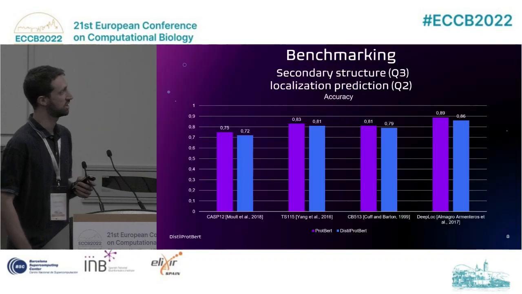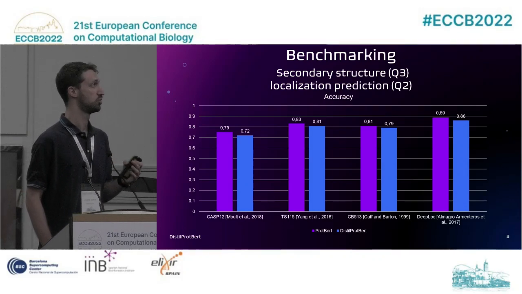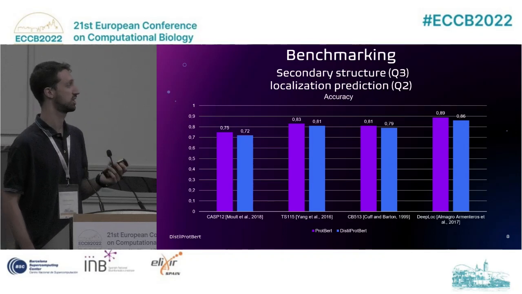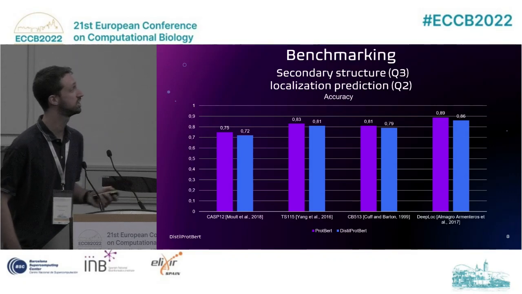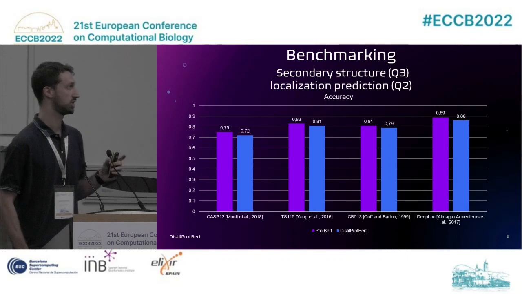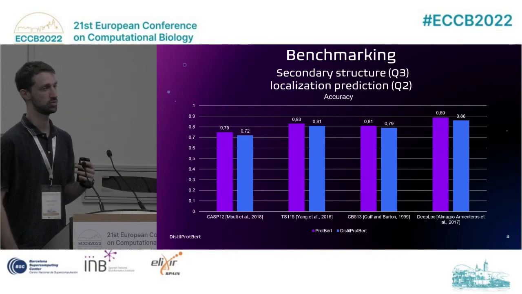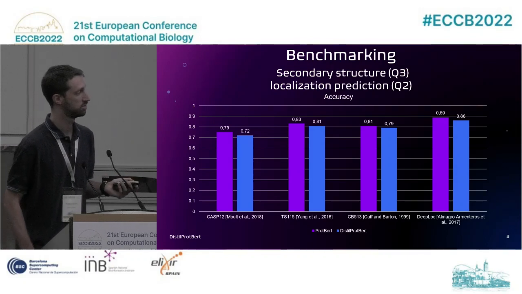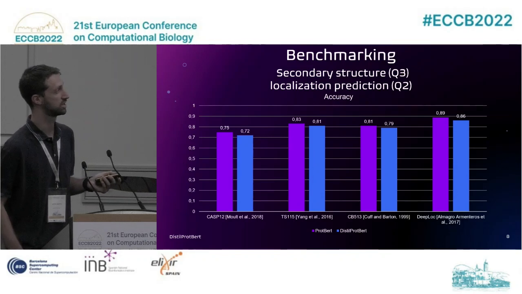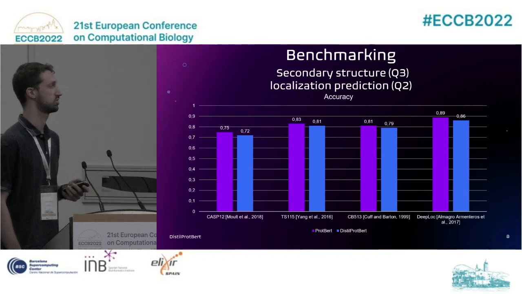And for the benchmark tasks, we already had the results for ProtBERT for the secondary structure, which is CASP12, TS115, and CB513, and we were able to get pretty close to ProtBERT, but at half the size, and the training time was also halved. And for the localization, we were also able to get pretty close to ProtBERT with half of the size, which is pretty nice.